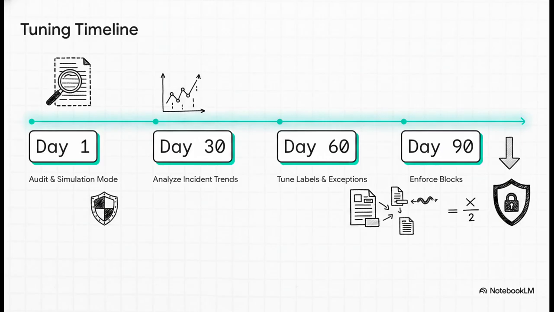On day 1, you deploy entirely in audit and simulation mode. By day 30, your team is deeply analyzing those incident trends inside the DLP Alerts dashboard. By day 60, you're fine-tuning your sensitivity labels and dialing in your workflow exceptions. And by day 90, this methodical process will drive your false positive rate from an initial 20 or 25% all the way down to under 5%. At that point, you safely flip the switch from simulation to enforce, actively blocking threats without breaking your company's workflow.